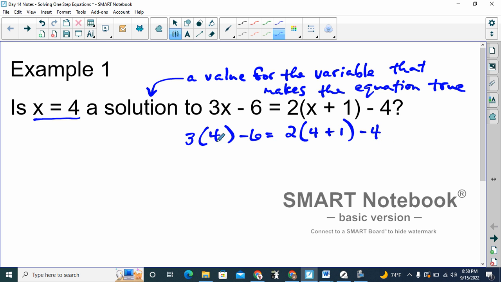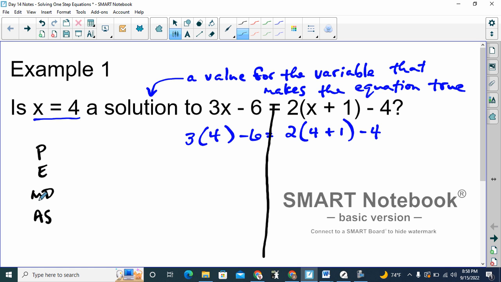And now we just have an order of operations problem. We really have two order of operations problems. My equal sign's right here. I'm going to work on this side, and I'm going to work on this side, and I'm going to see if those two things are true. So when I'm doing this side, I've got 3 times 4 minus 6. Remember, order of operations, we do parentheses and then exponents, and then we multiply or divide, and then we add or subtract. So I have no parentheses on this side. I do have parentheses here, but it's just a 4 inside.